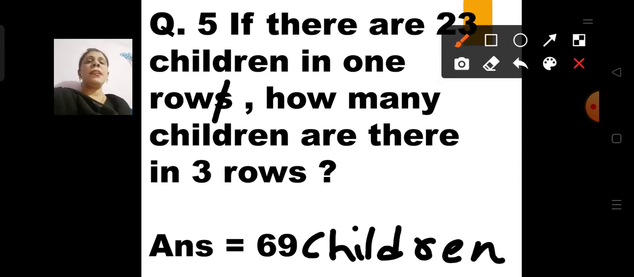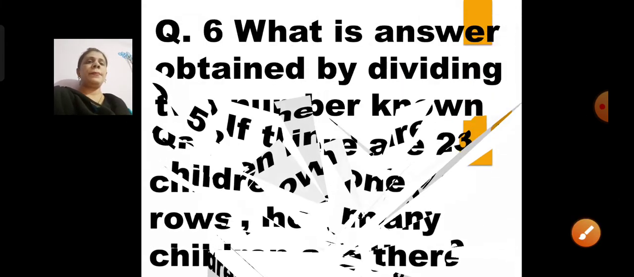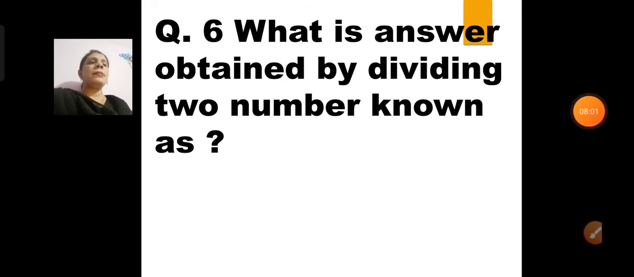How many children are there in 3 rows? 69 children. Understood? Next. Question number 6.